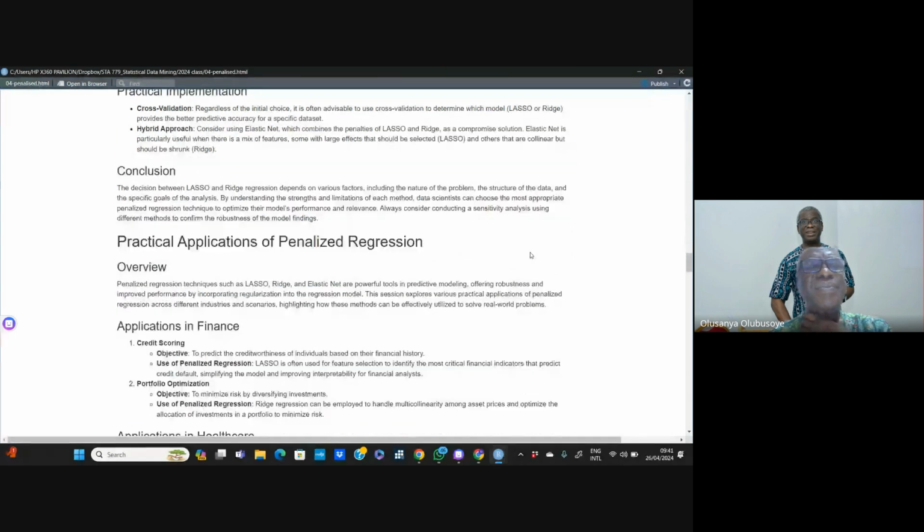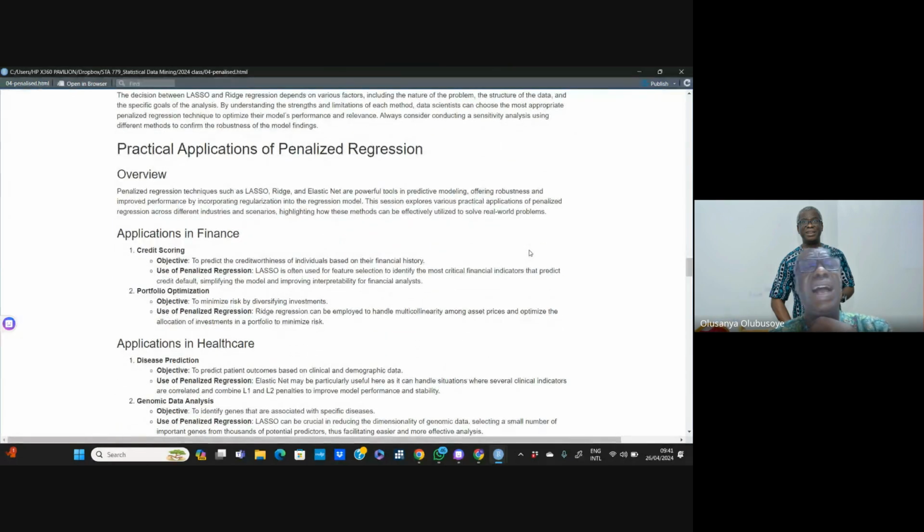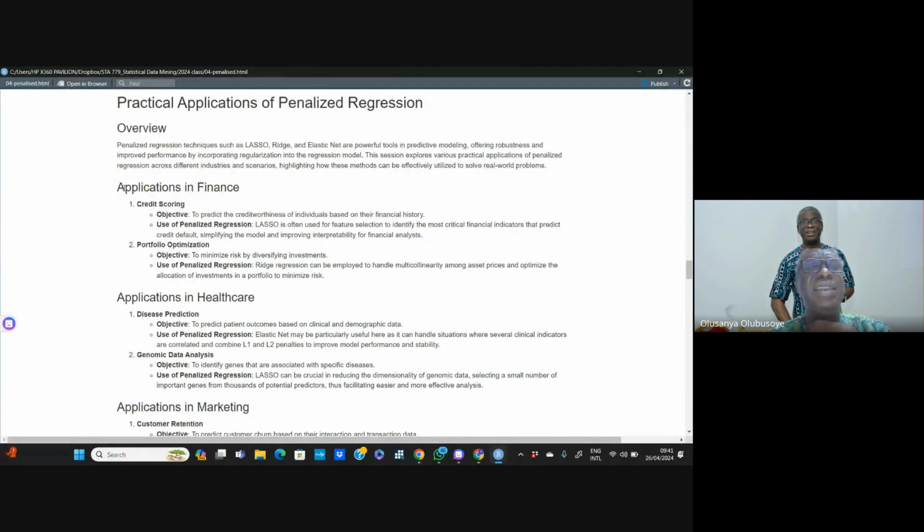So the last aspect of our lecture is the practical applications of penalized regression. You can apply it in finance, in the area of credit scoring, where you want to predict credit worthiness of individuals based on their financial history.